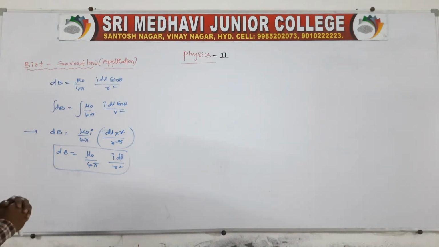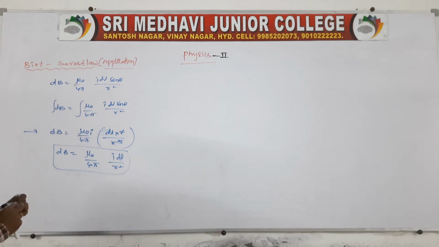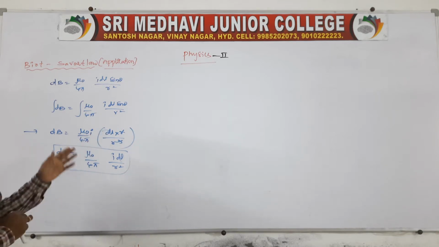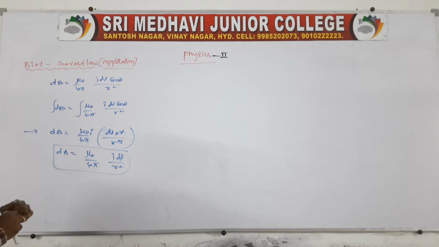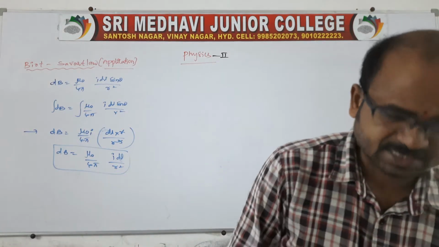Integral dB is equal to integral mu naught by 4 pi I dl sin theta by r square, or we can also write it in terms of dl cross r by r cube. So r cancels, and therefore we get dB is equal to mu naught by 4 pi into I dl by r square. This is the final expression which we discussed in the last class.